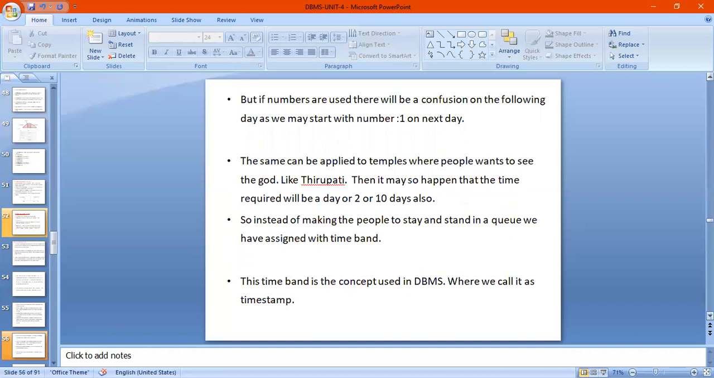But if numbers are used, there will be confusion on the following days, so we may start with number one on the next day. The same can be applied to temples where people want to see the god, like Tirupati. It may so happen that the time required will be a day or 2 or even 10 days. But instead of making the people stay and stand in a queue, we assign them a time band. This time band is a concept used in the DBMS, where we call it a timestamp.